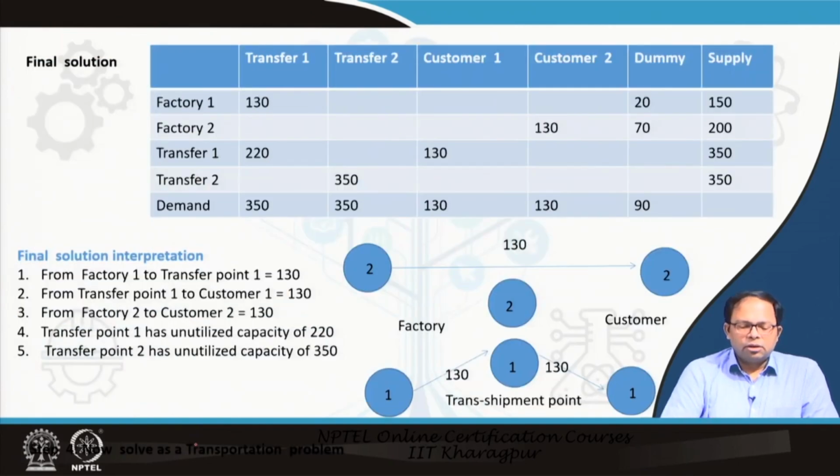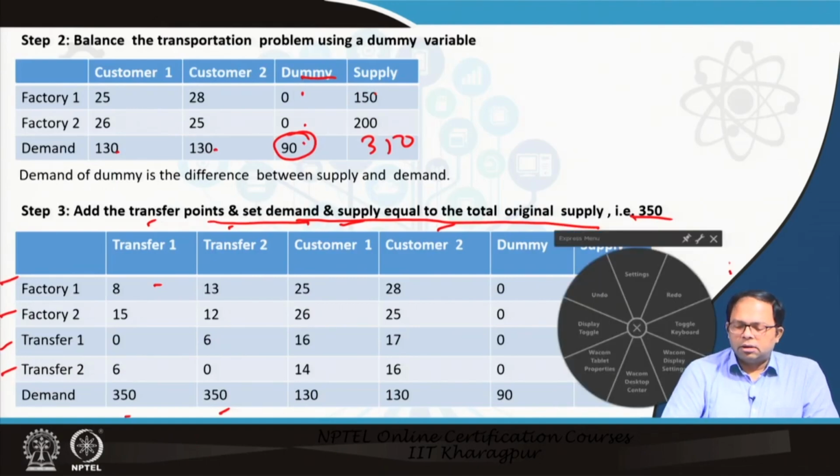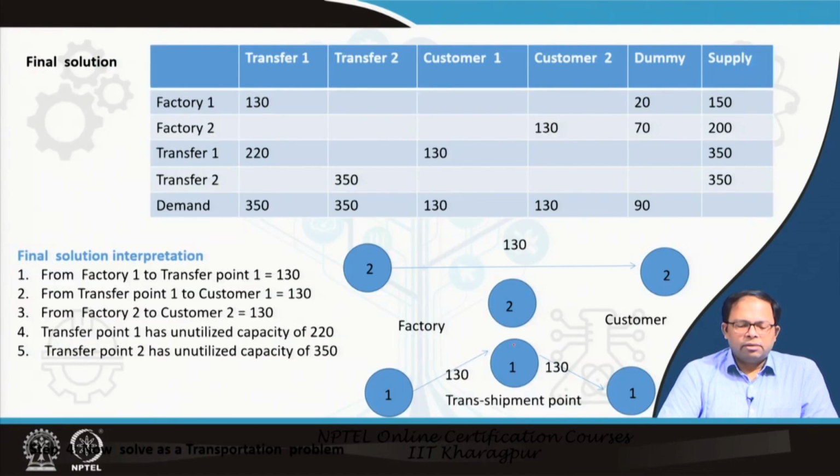So this is the transportation problem that we need to solve. So we already know how to solve that. We can use any one of the methods, Northwest or least cost or Vogel's, to solve that, and then use the UV method to get to the final optimal cost. And once we do that, this is what we get as the final solution.